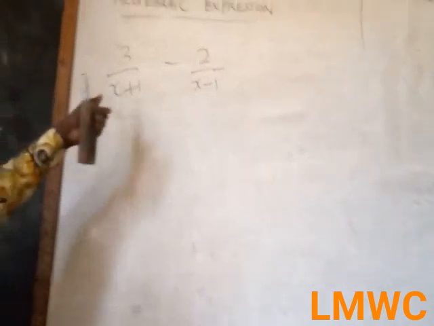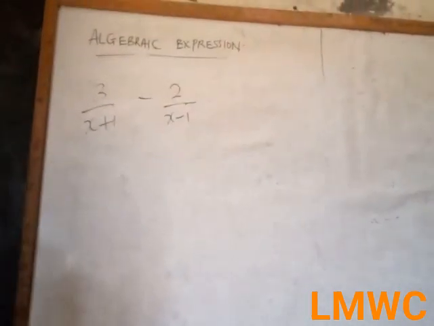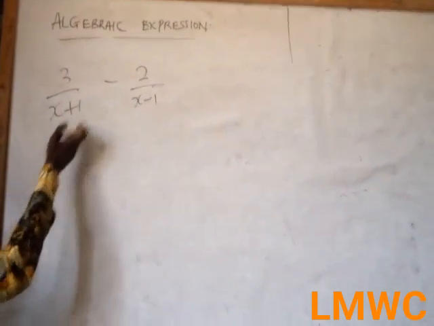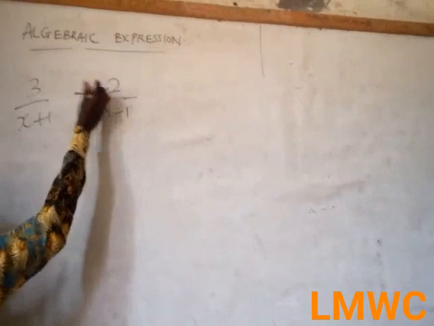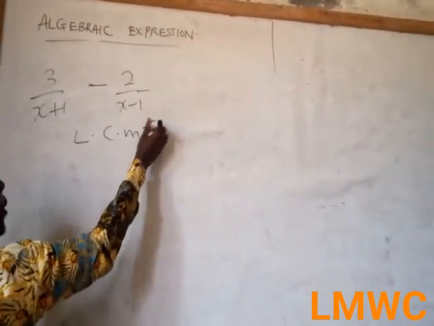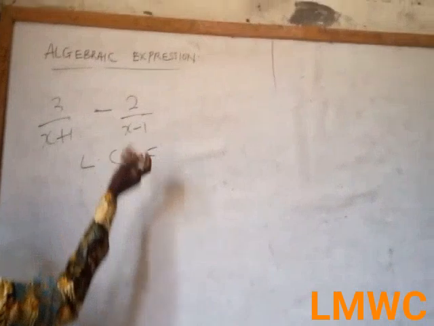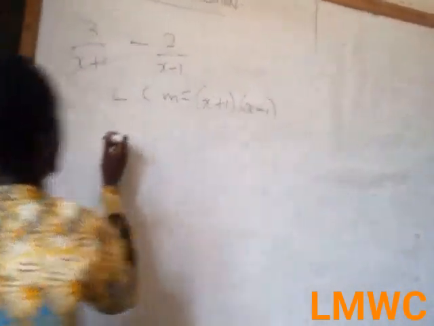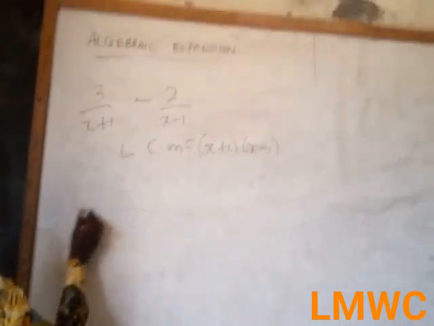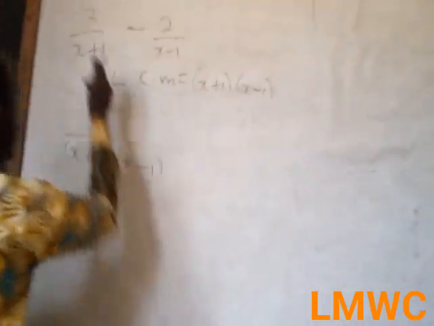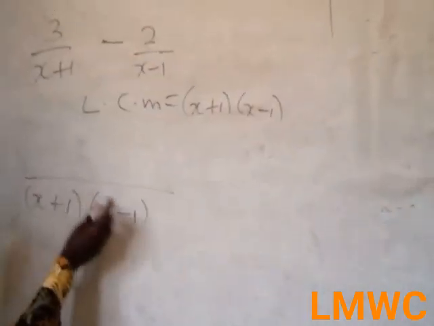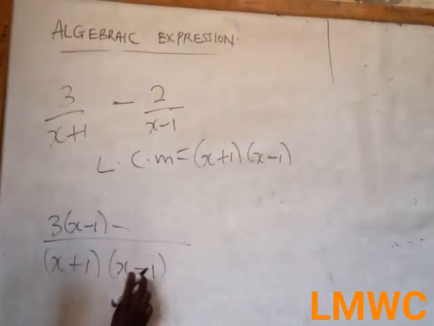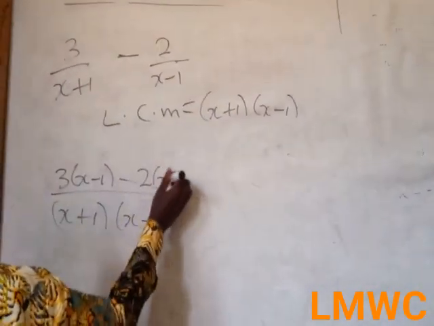So under algebraic expressions, you can be given certain expressions to write as a single fraction. If you are given something like this, you see this is subtraction, so definitely you find the LCM. For the LCM, you take the denominators and put them in brackets: (x + 1)(x - 1). This goes here, this will cancel this, so it's left with x minus 1. This one, this will cancel this, so it's left with 2(x + 1).